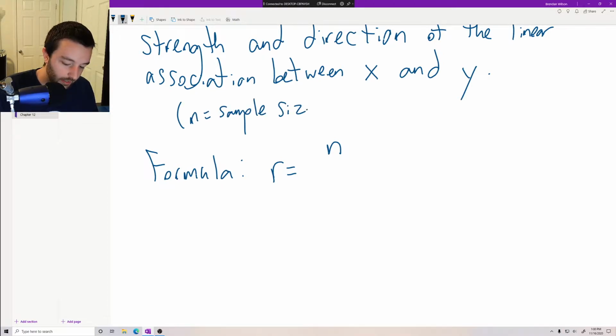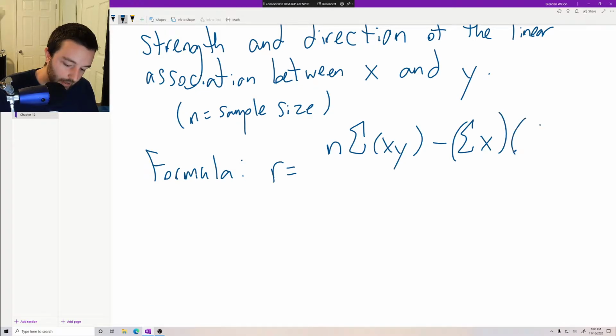N is the sample size. So N, and then the sum of X times Y's minus the sum of the X's times the sum of the Y's. So what this means is that you add all the X's together, you add all the Y's together, then you multiply whatever their sums are. Okay, so you do the addition first, then the multiplication. That's why we have the parentheses here.